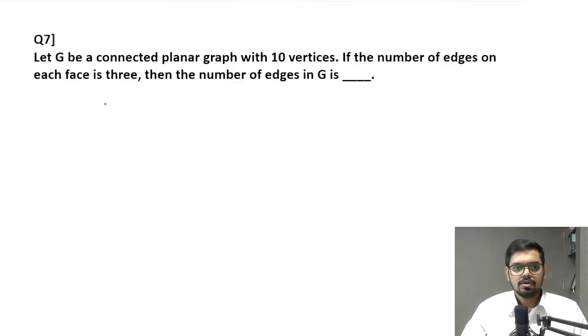Easy, understood. On to the next question. Pause the video, try, then look at my solution. Tried? Let G be a connected planar graph with 10 vertices.